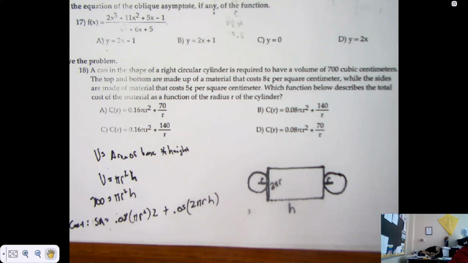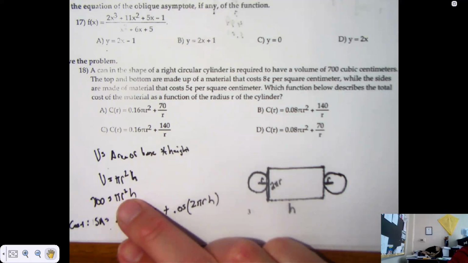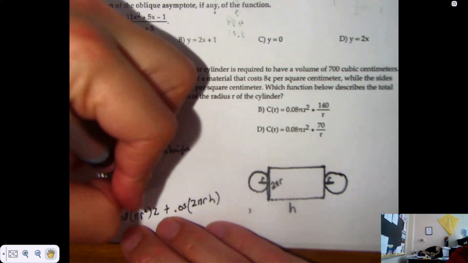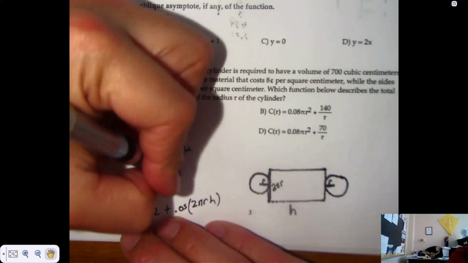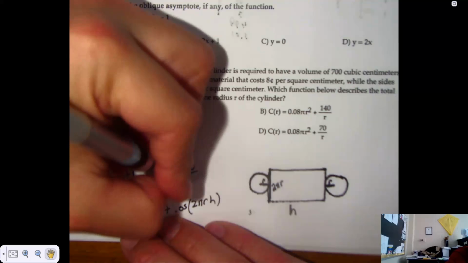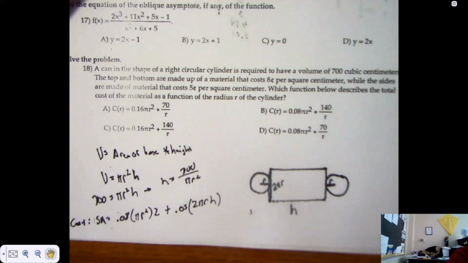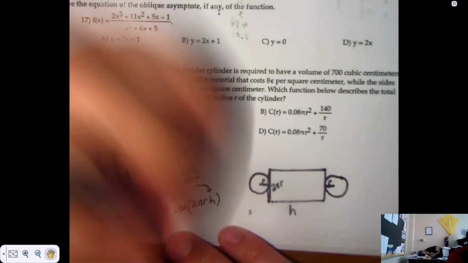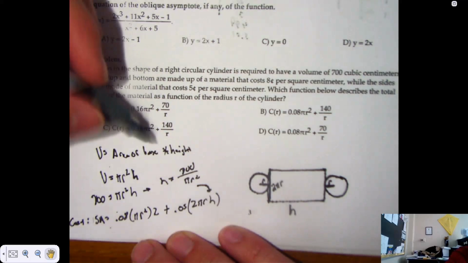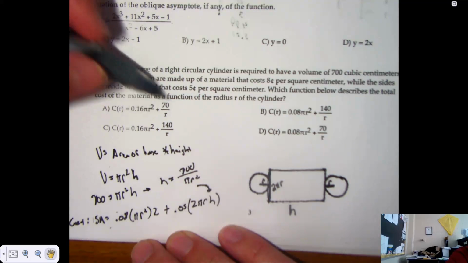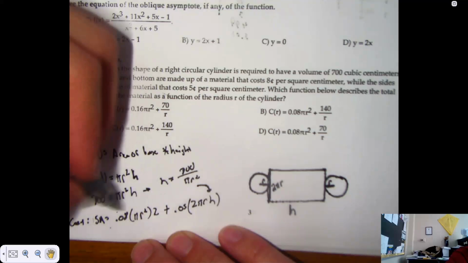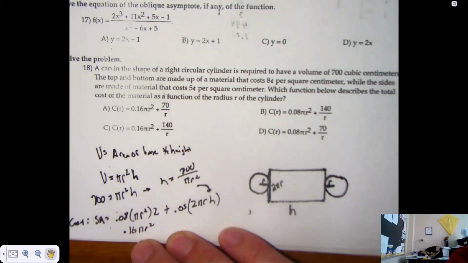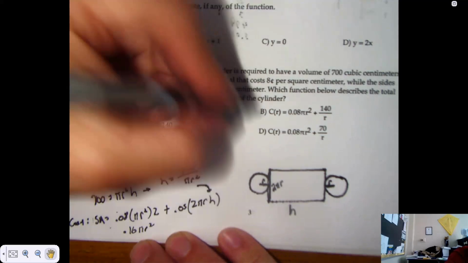Do you want to solve the volume for R or H? H is the easy one. H is 700 over pi r squared. And we'll just put that right there. I'm going to do a little math here too, because you notice they've got this nice reduced function. Twice 0.08 is 0.16 pi r squared. So I'm looking for a 0.16 pi r squared. B and D are gone.